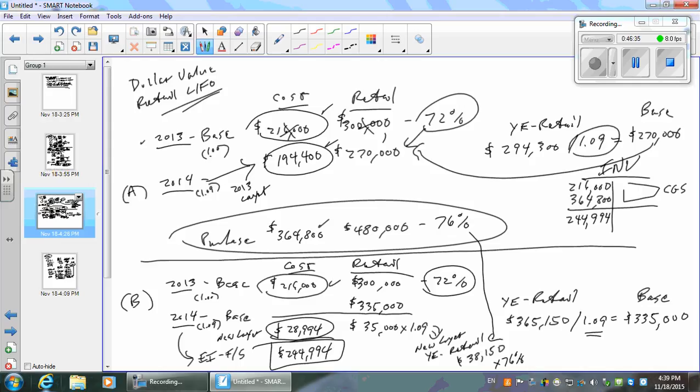You can always go back to the T account, can't you? Make sure you're doing cost with cost, or retail with retail. Right. Don't mix them, like I just tried to do, putting it on top of it. So that cost of goods sold that would go in here is how much? It's 216 plus 364.8 less 244,994, which is 335,806. If I ask for something like that, you guys can do it. Okay? There we go. Well, that was fun, huh?